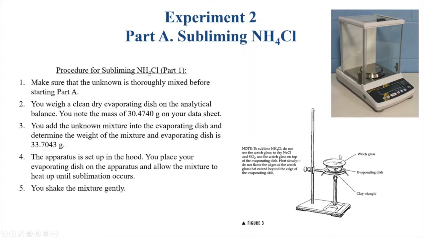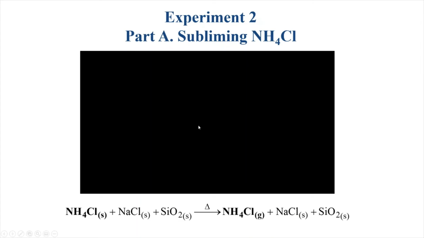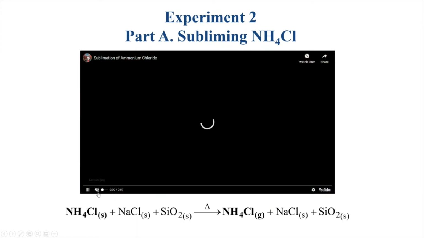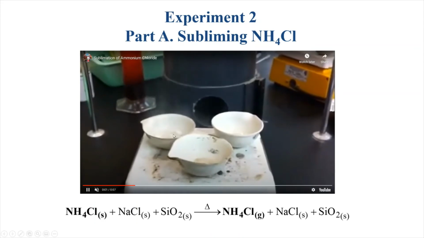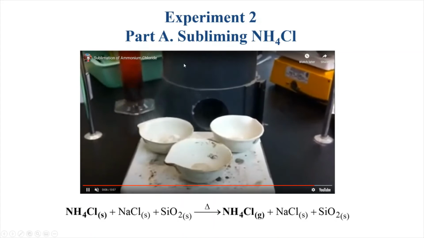The only difference is during the sublimation step, we're not going to use a watch glass. The reason for that is because we want the ammonium chloride to evaporate off into the air. So we're going to heat this up, and we're going to allow the mixture to sublime. And as it's subliming, we're going to shake the mixture gently, just to make sure that all the ammonium chloride can come off. Now here's what this would look like if you were in lab. So when you put this on the heat source, you would see the ammonium chloride coming off as these white vapors. This is exactly what we see when we do this experiment.